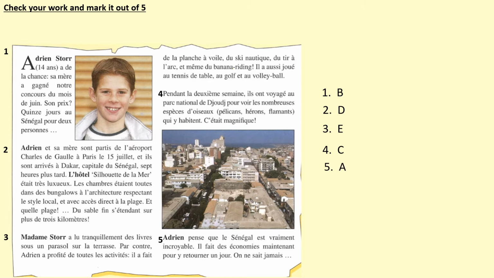The first paragraph is generally about why Adrien and his mum went to Senegal on holiday. The second paragraph generally refers to the hotel where they stayed. The third paragraph overall talks about the activities that they did at the hotel. Fourth paragraph describes an excursion that they went on. And the fifth paragraph gives Adrien's overall opinion of Senegal.